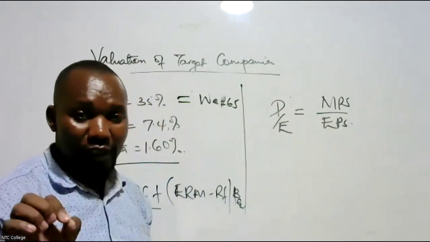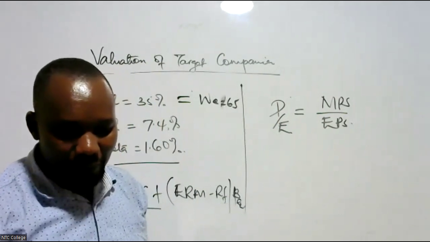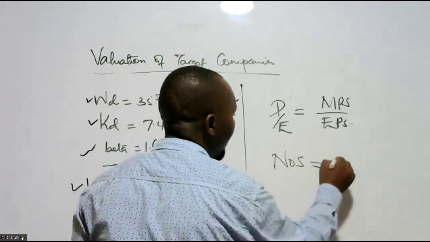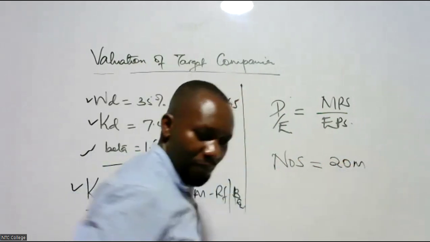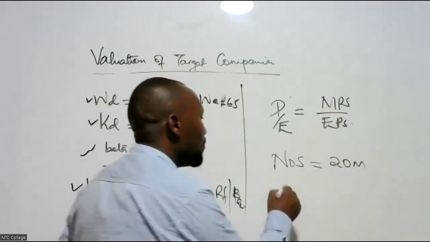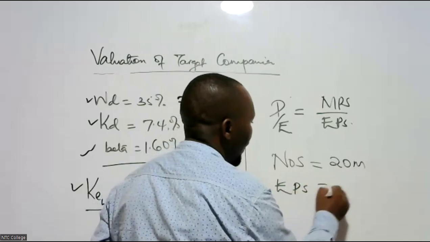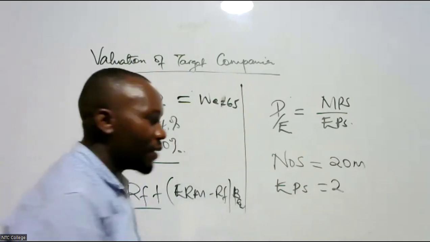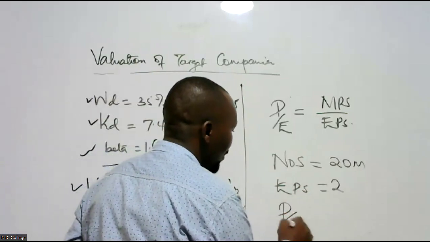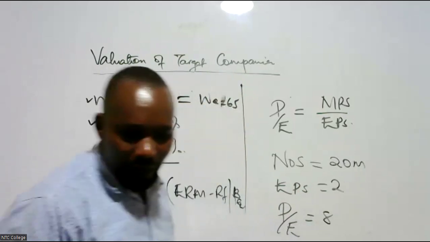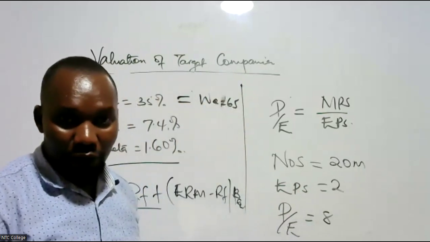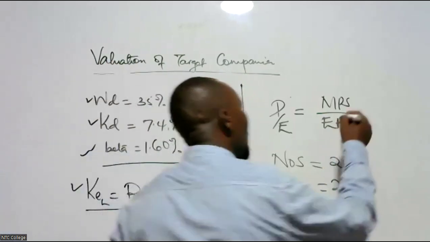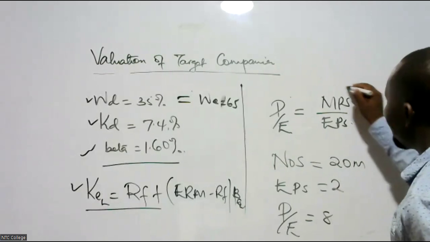And just before we proceed, to make it easier for you, if you are given something, for example, you are told that the number of shares is like 20 million, and the EPS is like 2, and the PE ratio is given as 8. Can you calculate the value of the company in the market, which is the same as market value? So market value is just this one here.